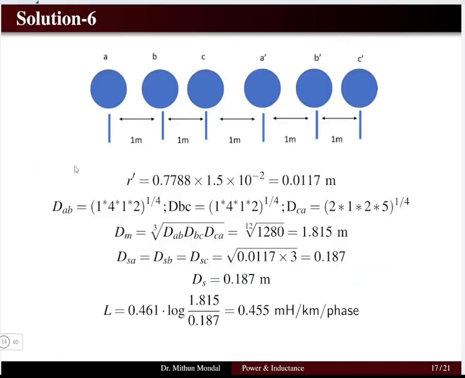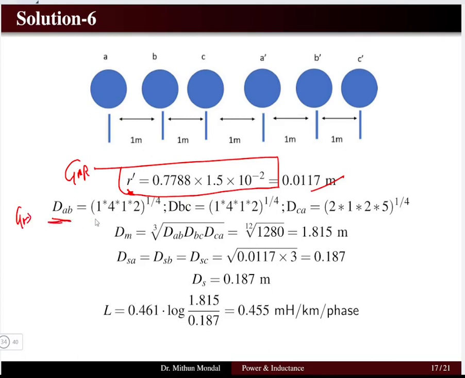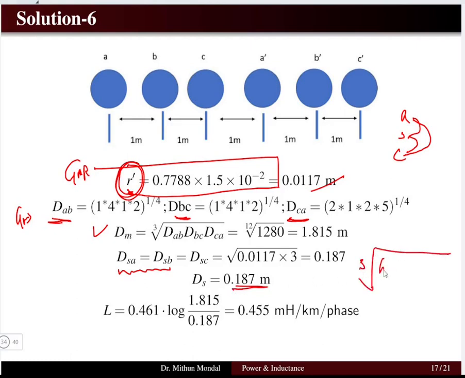Now let us see. First we calculate the value of the GMR, that is R dash, the fictitious radius. First R dash is equal to 0.7788 R. Then we calculate the value of GMD between DAB, DBC and DCA. A, B and C are the three phases, so we have to obtain the GMD between A and B, between B and C, and between A and C. Once we get the GMD, we can get the GMR from the fictitious radius that we have calculated as 0.187. So the cube root, because we have three conductors, of GMR1 multiplied with GMR2 multiplied with GMR3. So we got the GMD value and the GMR value, and then we can substitute in the equation of the inductance.